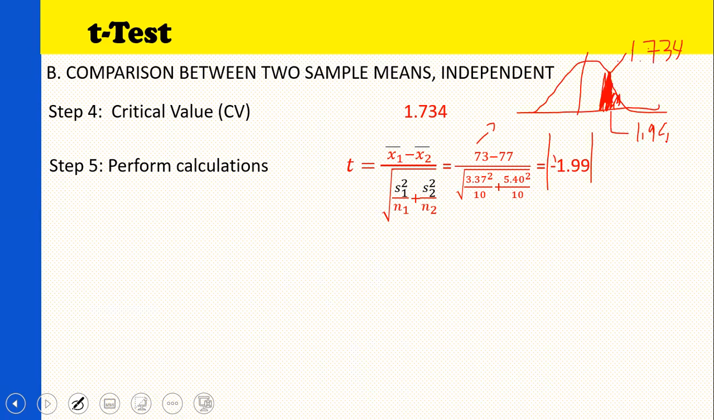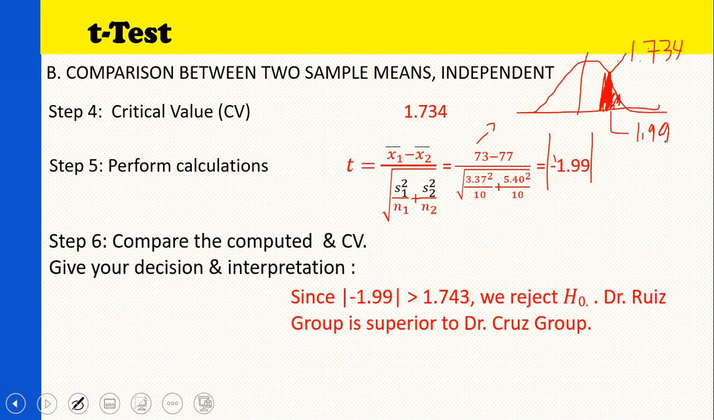So therefore, we're going to reject the null hypothesis, meaning the first group, or we can say that method B is superior than method A. Or we can also restate: Dr. Ruiz group is superior than Dr. Cruz group.